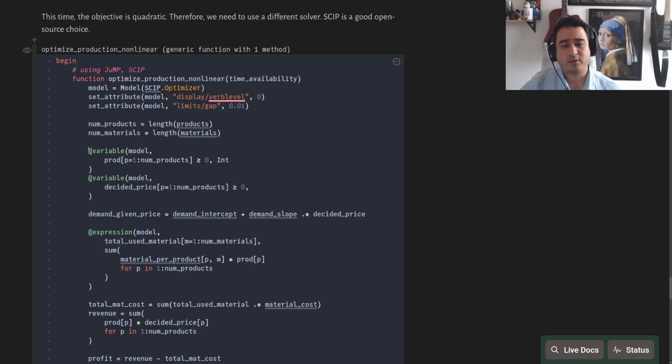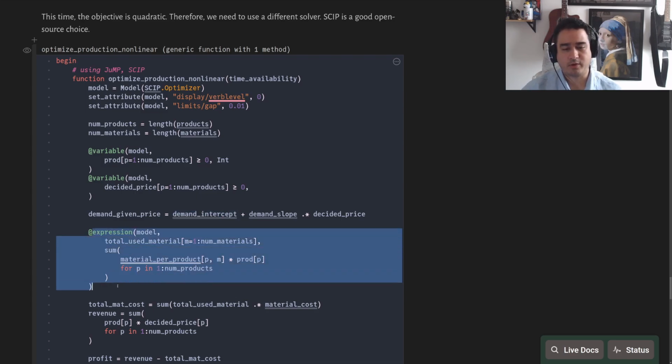The model itself is quite simple. We have two variables, the production and the decided price. The demand given price is an expression, which is the demand intercept plus the demand slope times the decided price. This is a dot product, so element-wise. For each product, which is each element of these vectors, I'm multiplying them and adding to the intercept.